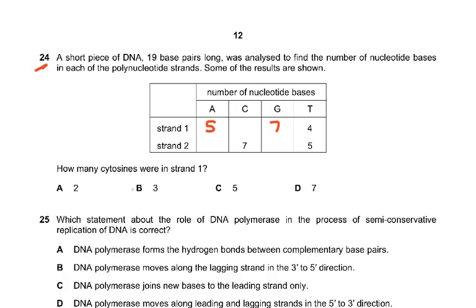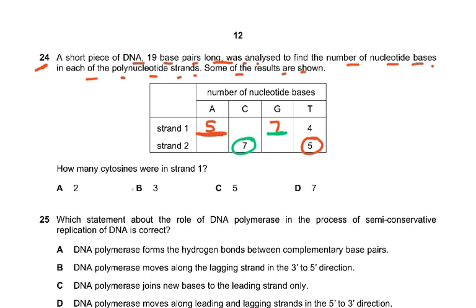Question number 24. A short piece of DNA 19 base pairs long was analyzed to find the number of nucleotide bases in each of the nucleotides, and some of the results are shown. So now how did I do this? I said, okay, if there were 5 T's, then there have to be 5 A's in the first strand. Then if there were 7 C's, then there have to be 7 G's.